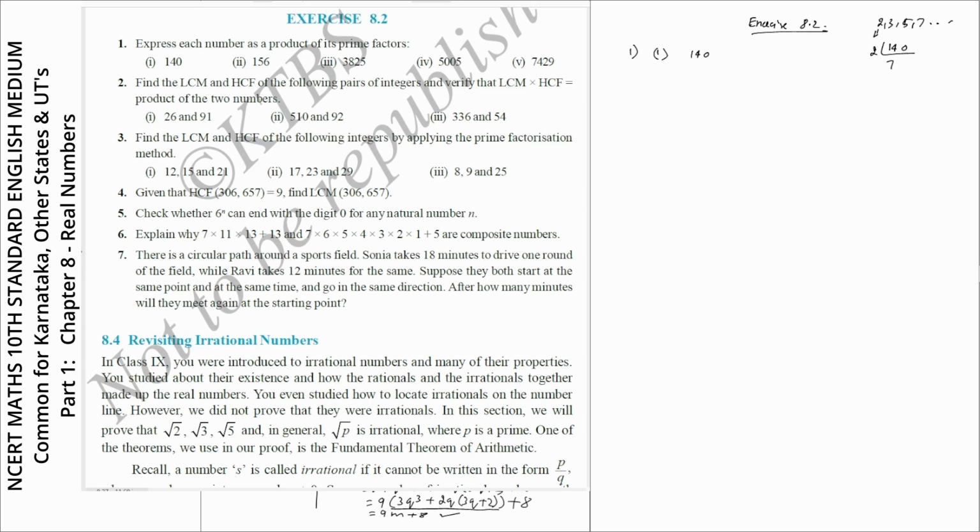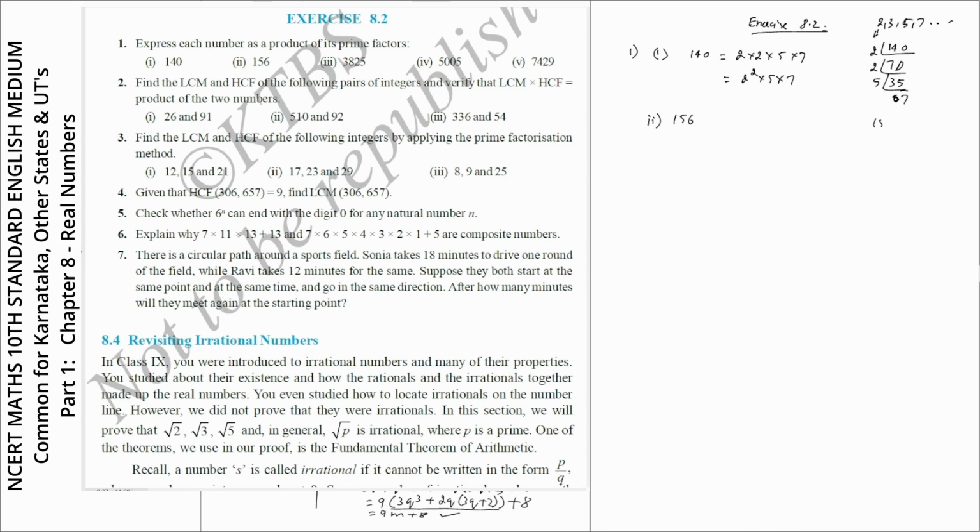2 sevens are 14, 2 zeros are 0. Then again it's divisible by 2. 2 threes are 6, 2 5s are 10. Next, this is divisible by 5. 5 7s are 35. Okay, so 140 I can write as 2 into 2 into 5 into 7, or 2 to the power of 2 into 5 into 7. So the second sub question is 156.